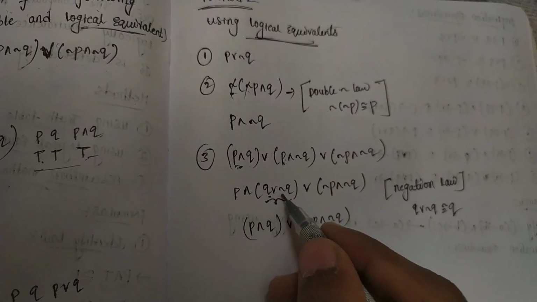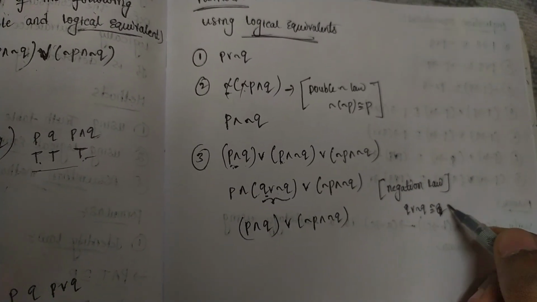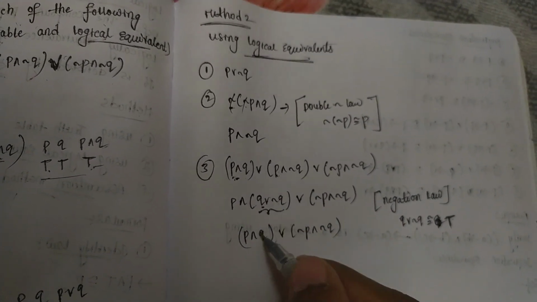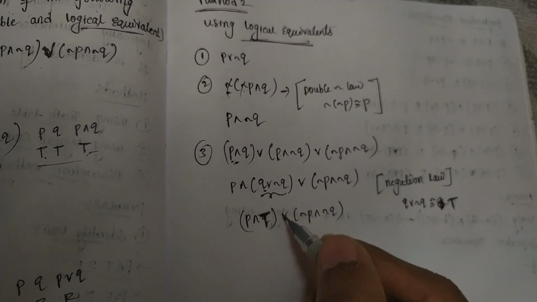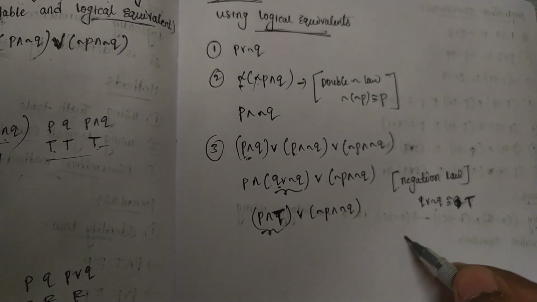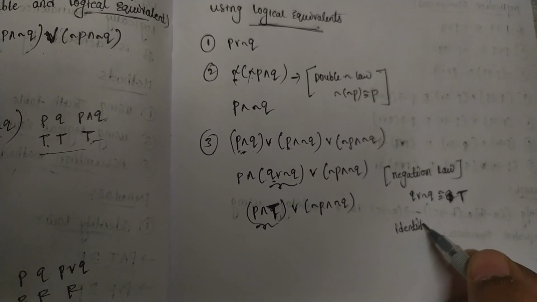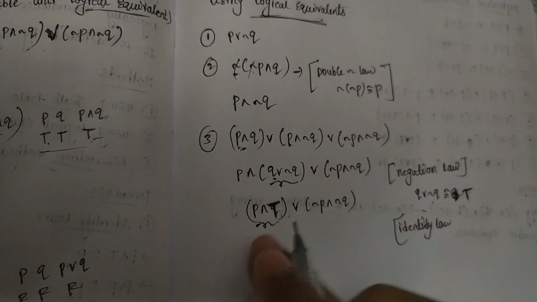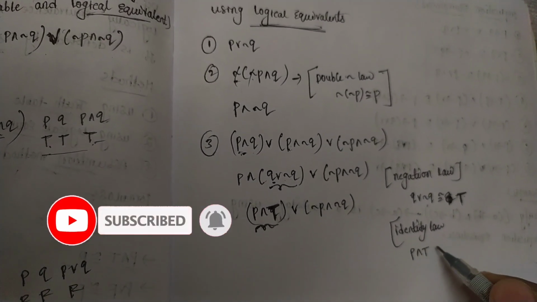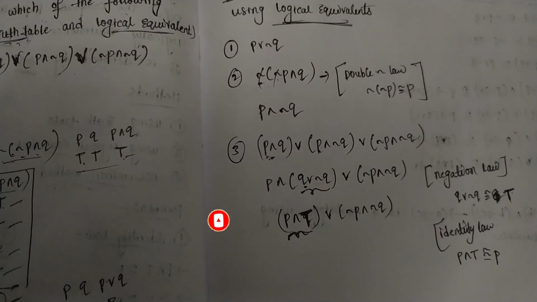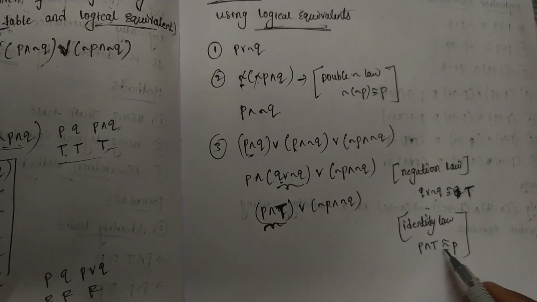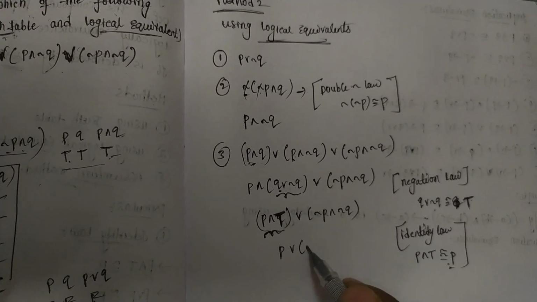Here Q or negation Q is true. So by placing this formula we get the value true, P and true or negation P and negation Q. Here this is the identity law. By using the identity law, P and true is equivalent to P only. By using the identity law in this P and true place, we substitute P or negation P and negation Q.